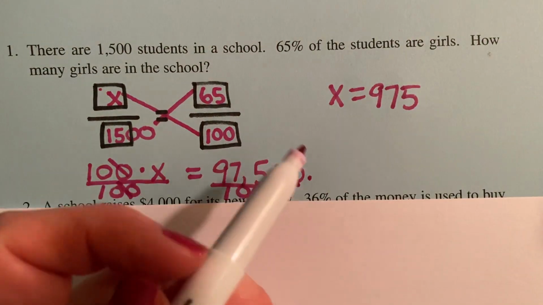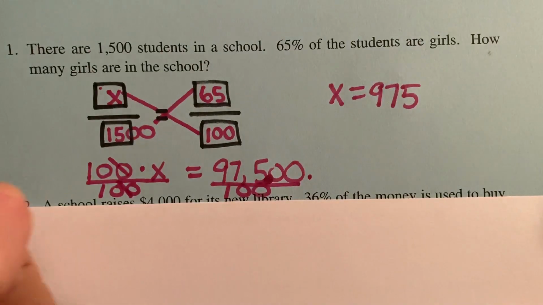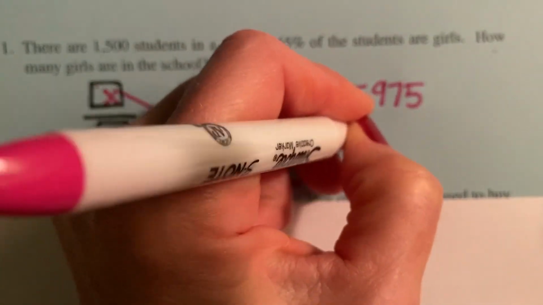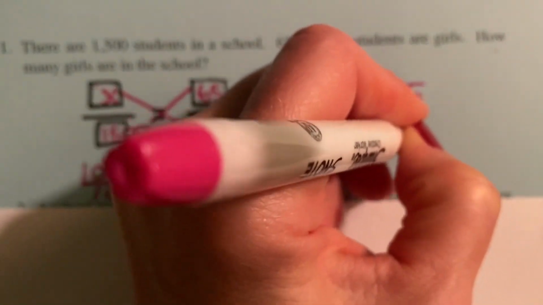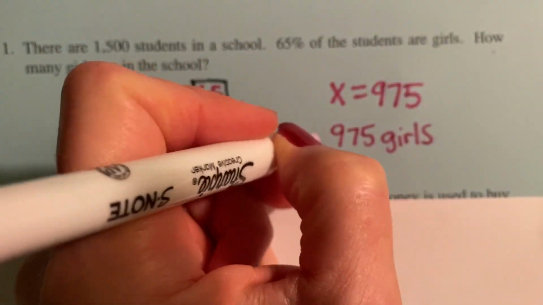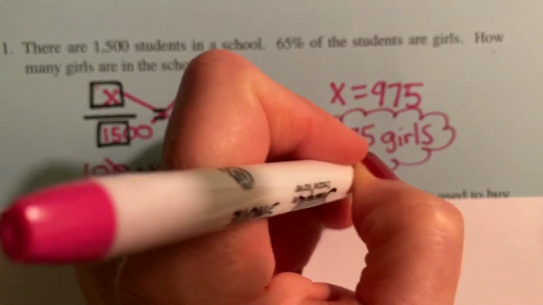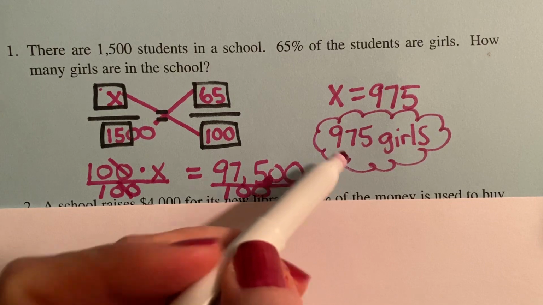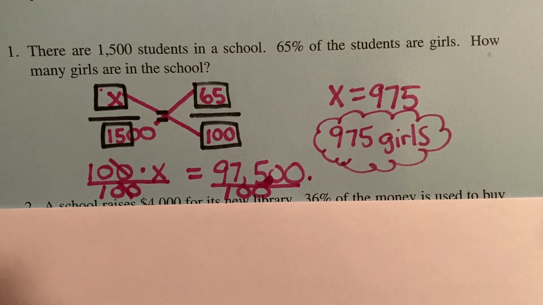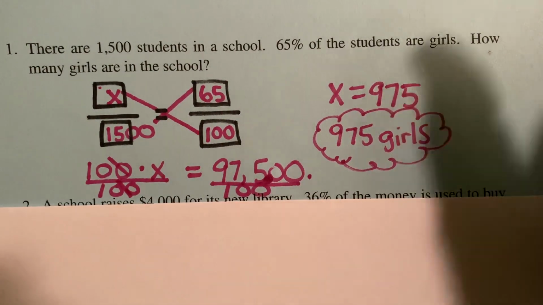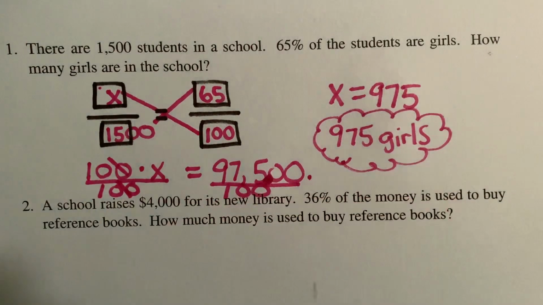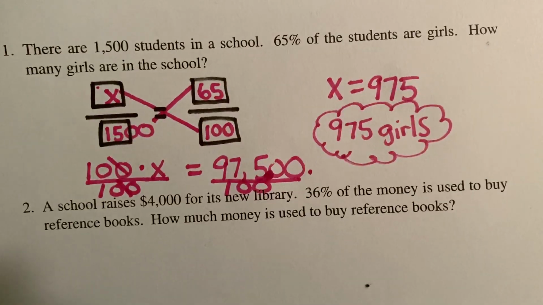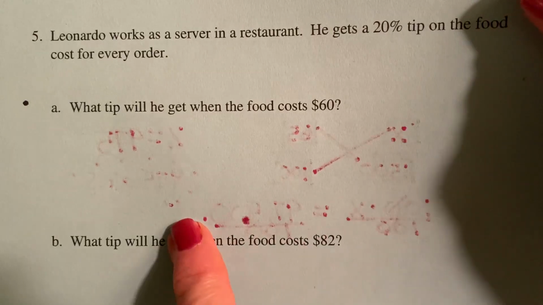So our answer is that there are 975 girls out of those 1,500 students. And that represents 65%. Cool. Let's go try another one. Another one is also in your packet. Let's find what I marked here. Okay, here's one. Oh, it bled through a little bit. That's not the greatest, but we'll deal with it.